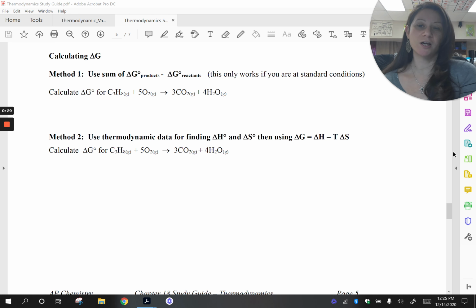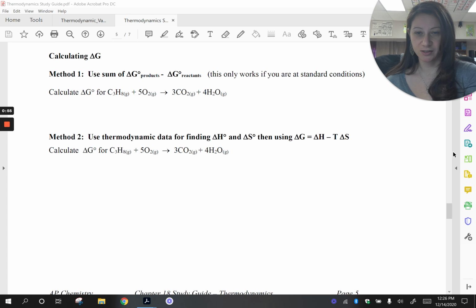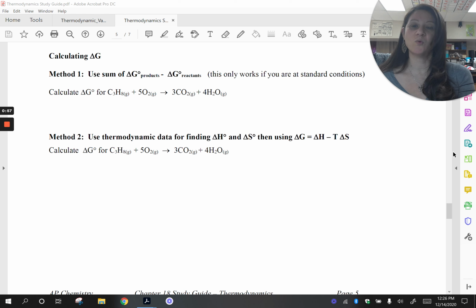But if it's favored by one and not the other, then we have to look at the conditions. So that means at some temperatures it will be, and at some other temperatures it will not. To figure that out, we looked at delta G. Delta G is Gibbs free energy, and it's a made-up variable that combines delta H and delta S together. If delta G is negative, then the reaction is spontaneous at those conditions. If delta G is positive, then it is not spontaneous. And so we're going to look at a couple of methods for how to calculate delta G.